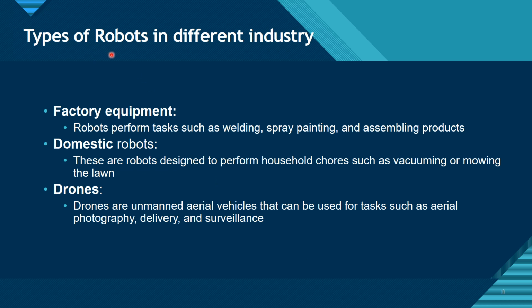So there are different types of robots used in different industries. Factory equipments, domestic robots, drones. Factory equipments are basically used for welding, spray painting, and assembling production. Domestic robots can do the household chores such as vacuuming, mowing, and drones are usually unmanned aerial vehicles that can be used for tasks such as aerial photography, delivery, and surveillance.